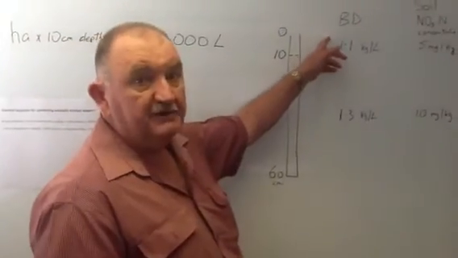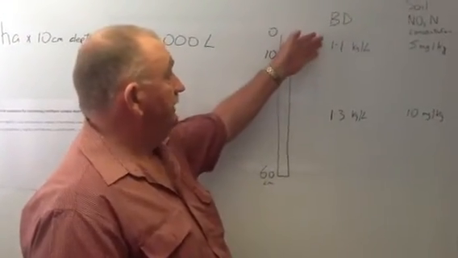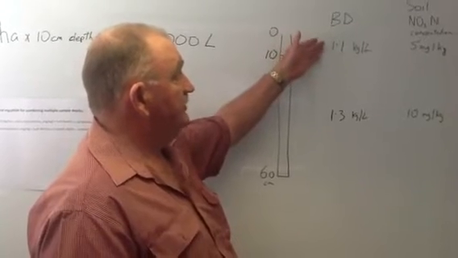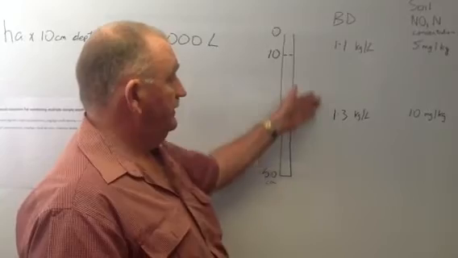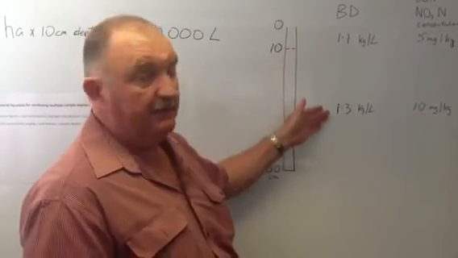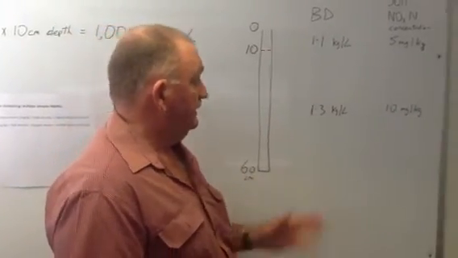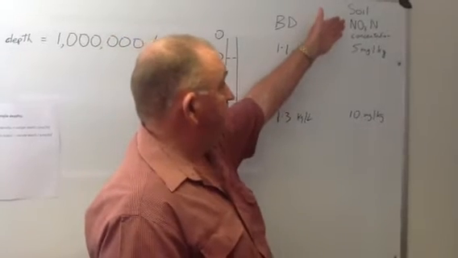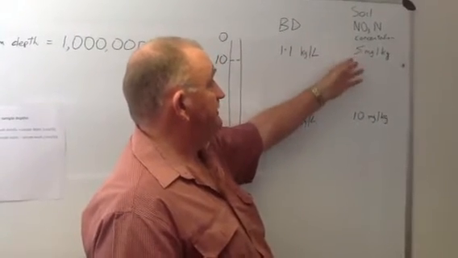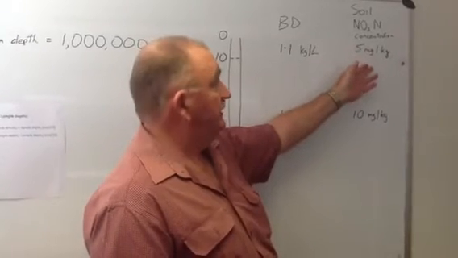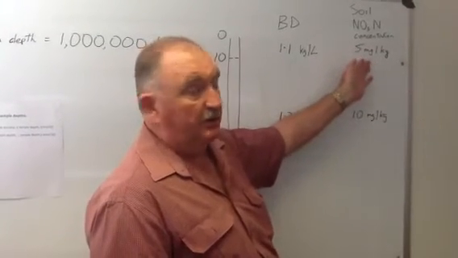We will have a bulk density which we will know for our district. In this case, the bulk density of the 0 to 10 is 1.1 kilograms per litre, and the bulk density of the 10 to 60 centimetre sample is 1.3 kilograms per litre. And the results come back from the lab. The soil nitrate nitrogen concentration in this example is 5 milligrams per kilogram, which is parts per million by weight.